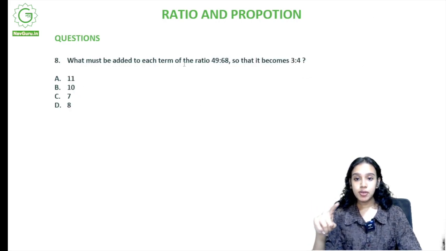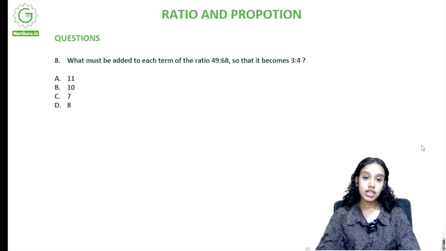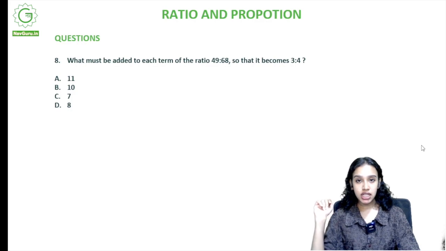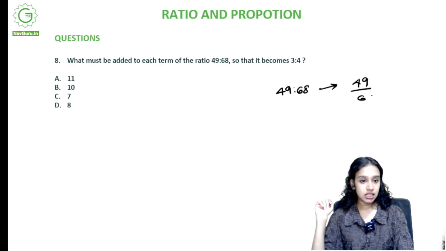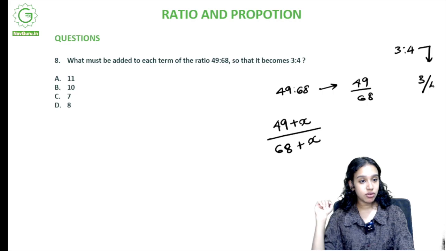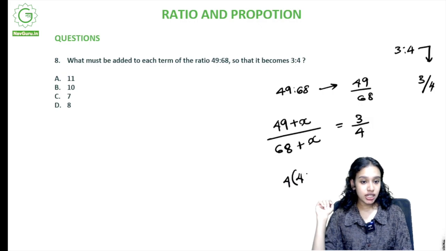Now, what must be added to each term of the ratio 49:68 so that it becomes 3:4? So we have 49:68 here, which could also be written as 49 by 68. So when we add a number on both of these, we get it to the ratio 3:4, which can be written as 3 by 4. So this is equal to 3 by 4. We could write that 4 into (49 plus x) is equal to 3 into (68 plus x).